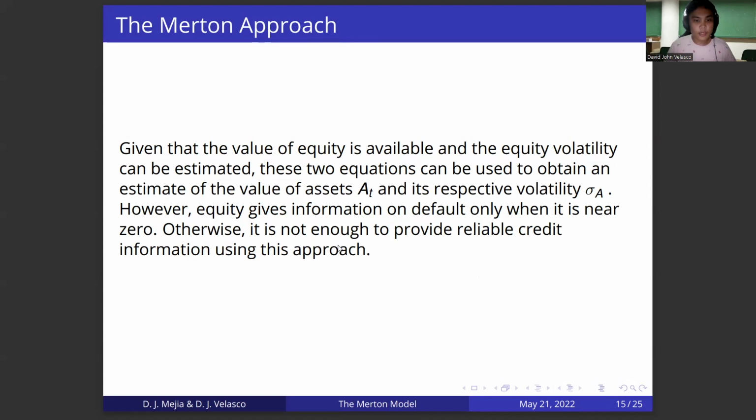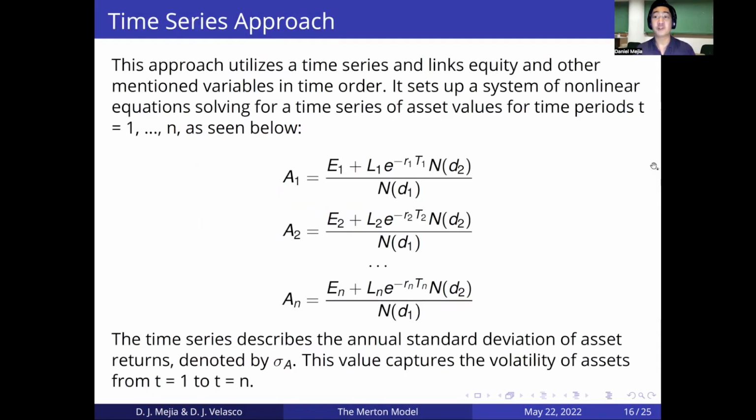However, equity gives information on default only when it is near zero. Otherwise, it is not enough to provide reliable credit information using this approach. We have another approach called the time series approach. This utilizes a time series from the name itself and links equity and other mentioned variables in time order. It sets up a system of nonlinear equations solving for a time series of asset values for time periods t equals 1 until n, as seen below in the following equations.